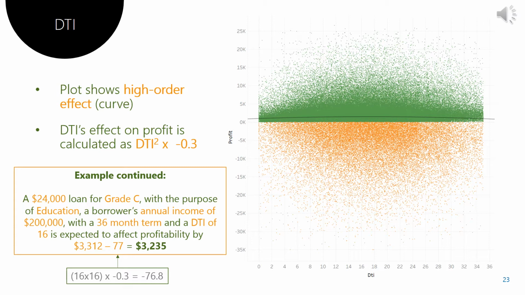of 76.8. We've rounded that up to $77. So our estimated profit at this point is $3,235.